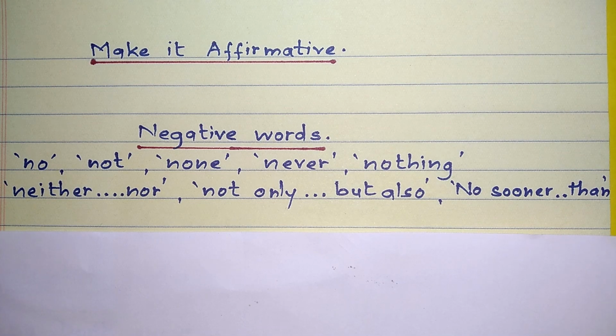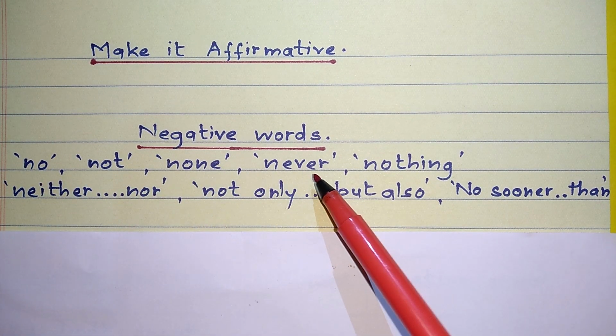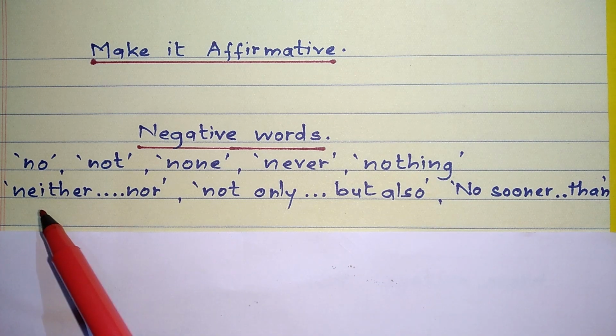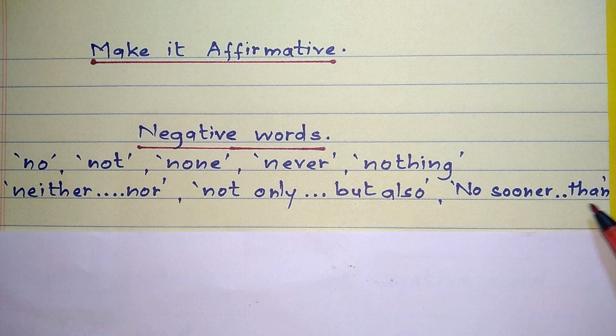First, let's understand the negative words. No, not, none, never, nothing, neither nor, not only but also, no sooner than. All these are negative words. इन सबको हम negative words कहते हैं.